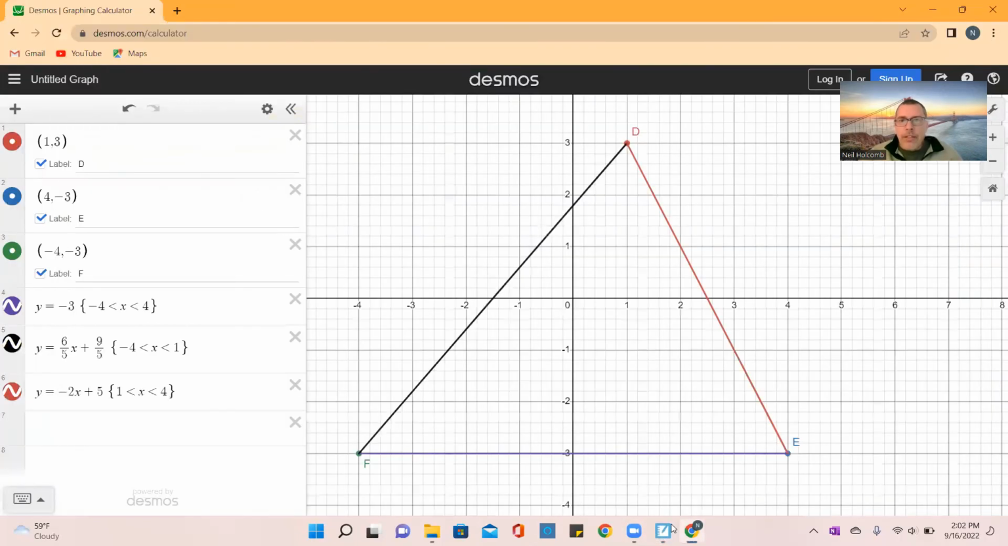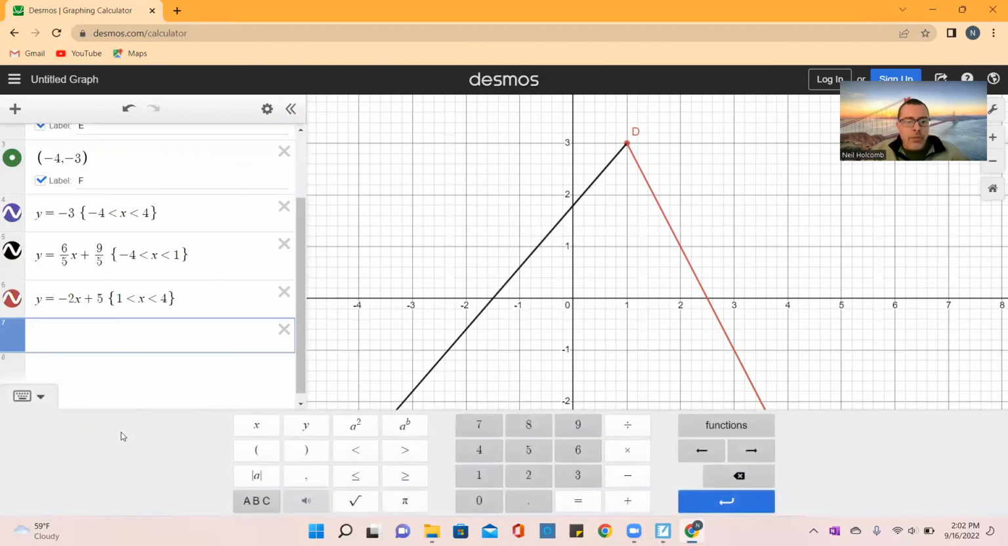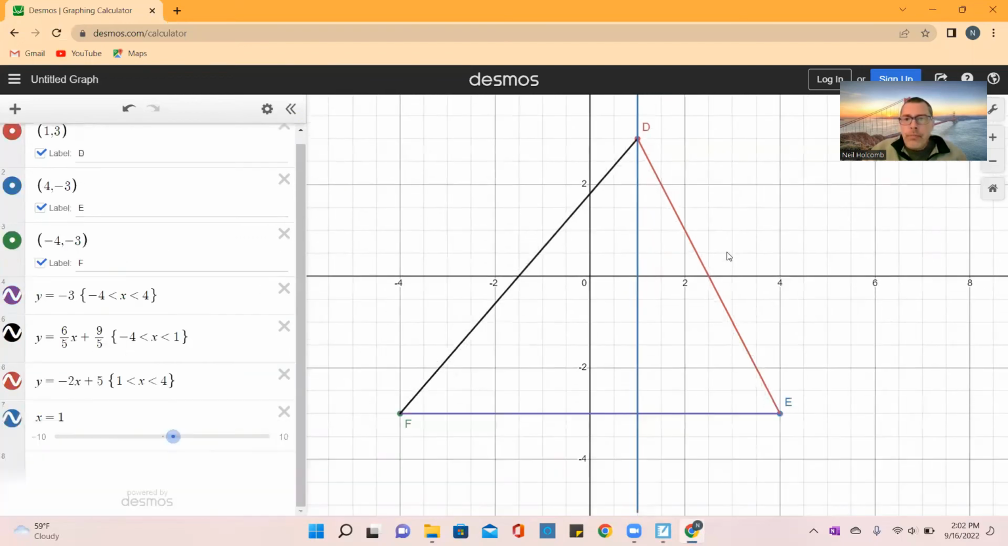And so for H, we have to find the height. So let's go back here. And I'm just going to draw a vertical line at 1. So that's the line x equals 1. Okay, so there it is.